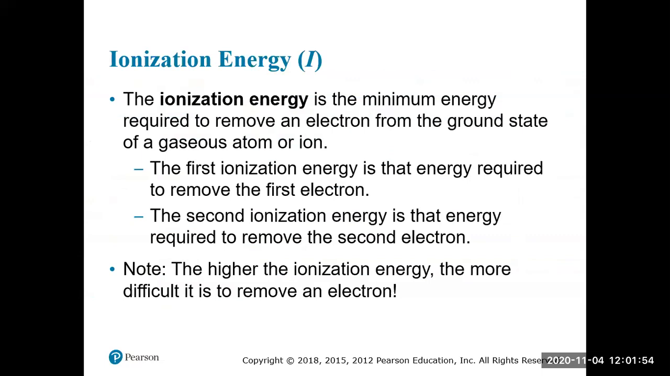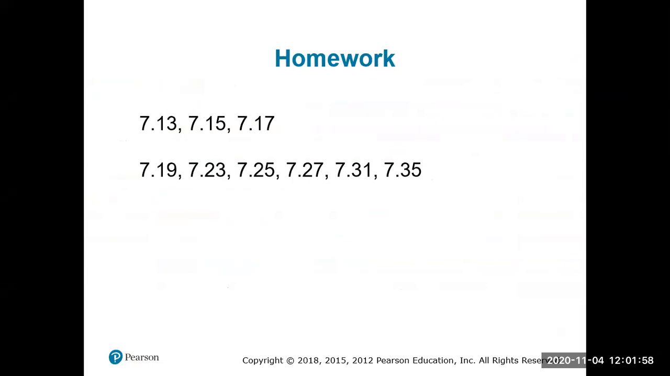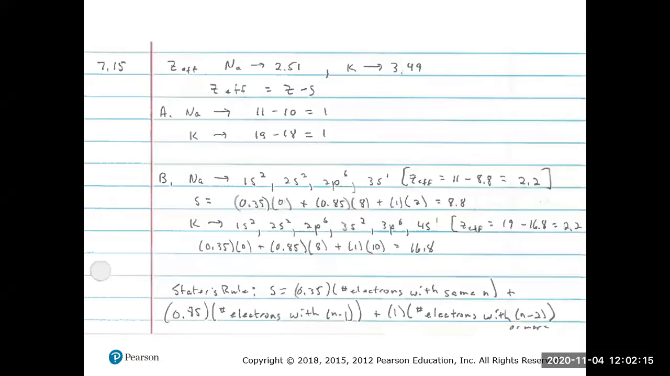So what I would ask you to do is go back and take a look at these other homework problems, spend some time on them and get comfortable doing the Z effective calculations, either the simple way and also with the Slater's rules way. So this kind of summary of the Slater's rule down here at the bottom is what you should know.